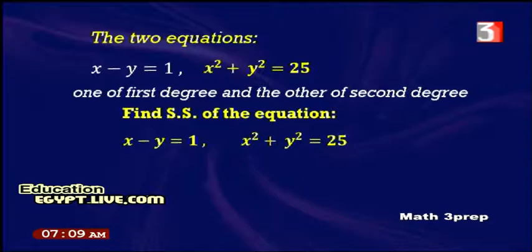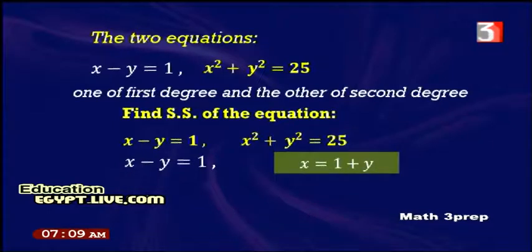Try to find either x or y. I always prefer that you choose the one whose coefficient is 1. So what about the coefficient of x? It's 1. What about the coefficient of y? It is negative 1. So try to find the value of x as its coefficient is 1. Now, can you find x? Of course, yes. As x minus y equals 1, then x equals 1 plus y.